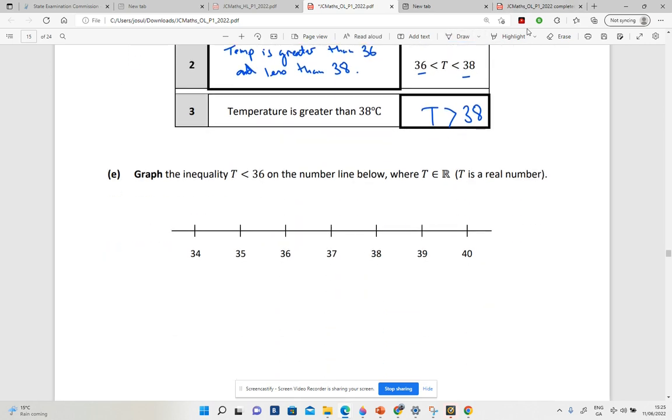The last one then is graph the inequality t is less than 36 on the number line below, where t is an element in the real numbers. Okay, so we know that it's less than 36. So it's not less than or equal to, so it's got to be below that. So first what we'll do is we'll put arrows here. So we're going to have a line going all the way back to 36. And we'll put a circle around that to indicate that 36 itself is not part of it. So anything below 36 is allowed. Okay, so that's the answer there.